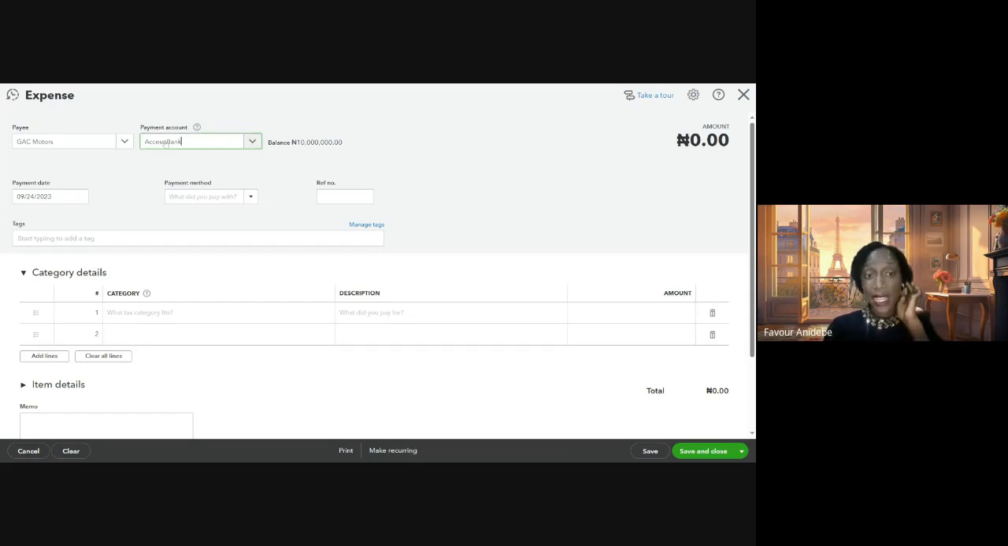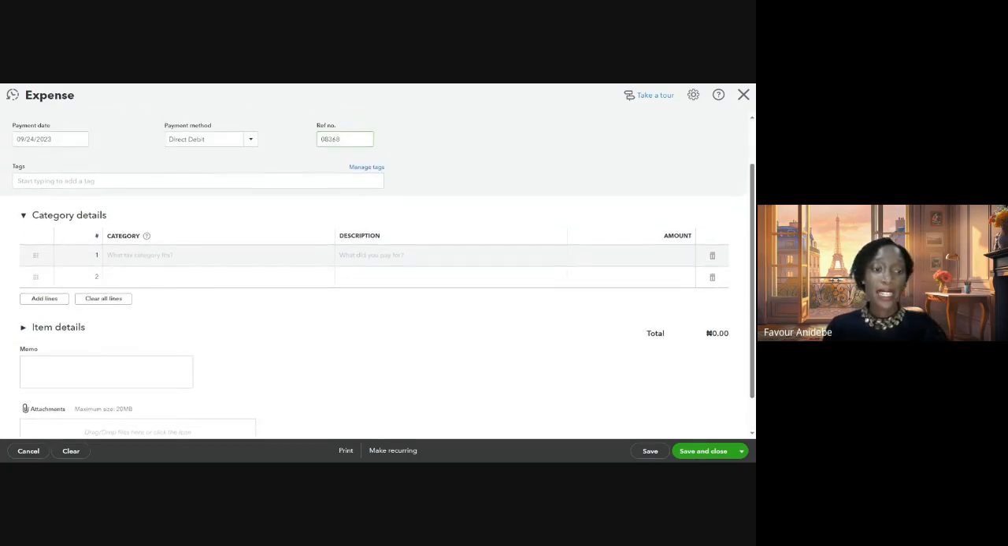So you have to select where the money is coming from. You're paying GAC Motors, you're paying it from your Access Bank account. This is when you're paying it. Payment method: are you paying with direct debit, that is transfer? Are you paying with cash? Since you selected the bank, most likely it's going to be a direct debit transfer or a check transfer. So let's say it's a direct debit transfer. If there is a reference number, you just put in the reference number, and then at this point you now select the category.